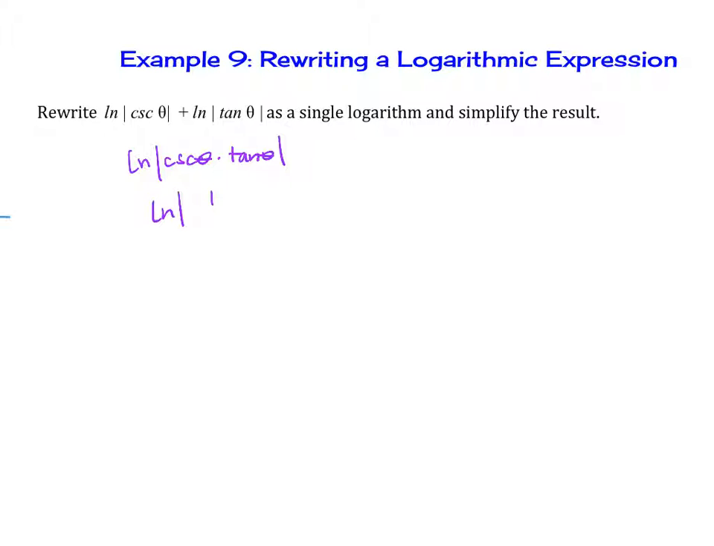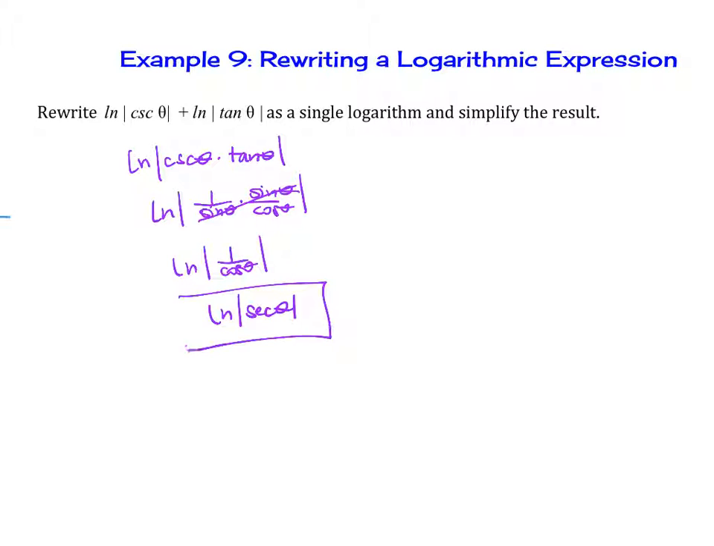So cosecant of theta is 1 over sine of theta. Tangent is sine of theta over cosine theta. And so now this becomes natural log of 1 over cosine theta. And so that is, 1 over cosine theta is just secant of theta. So pretty fast.